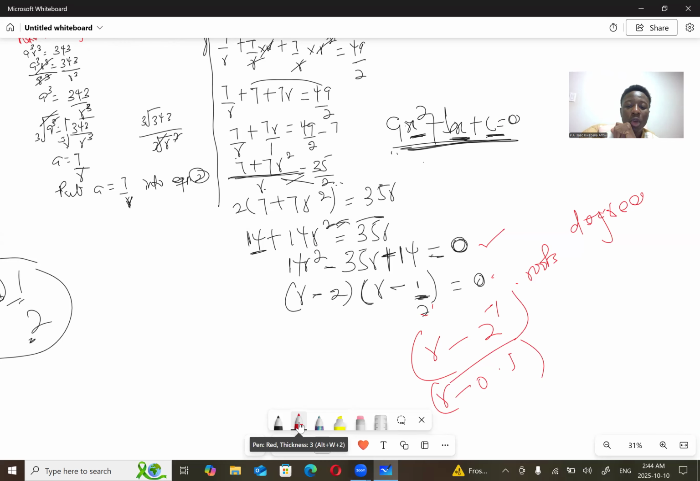Once you know this, know that a quadratic equation cannot be solved algebraically by just adding and subtracting. So you see 14r squared minus 35r. You're going to subtract them? No, it's not done like that. There is a special way to solve that.